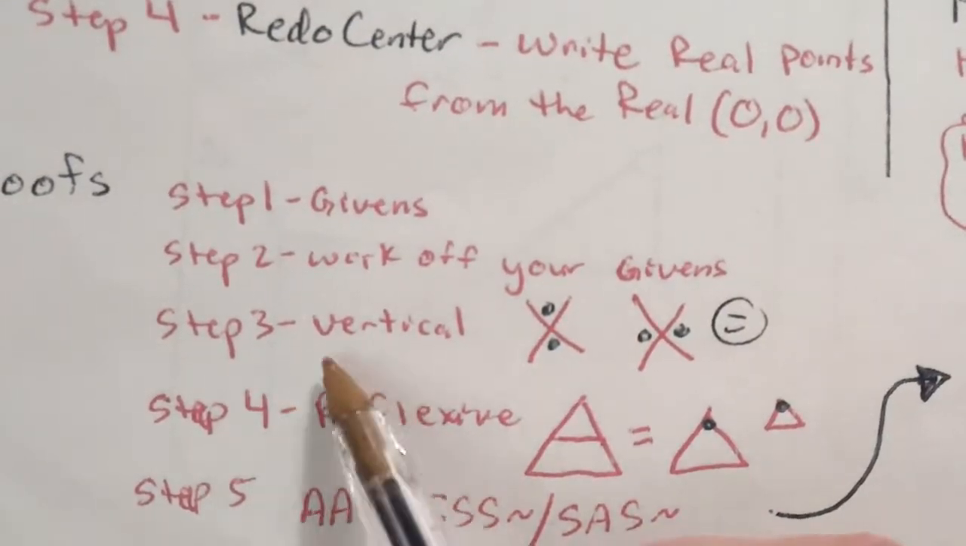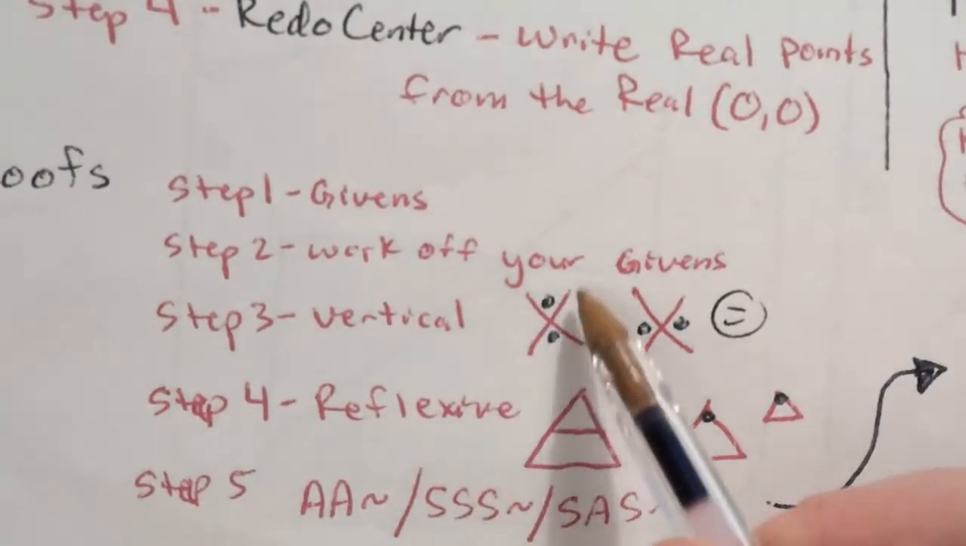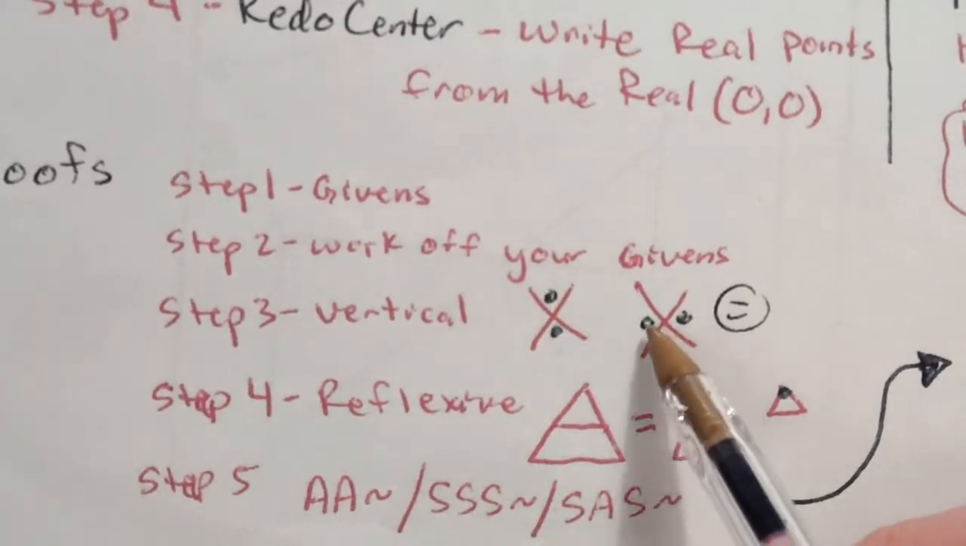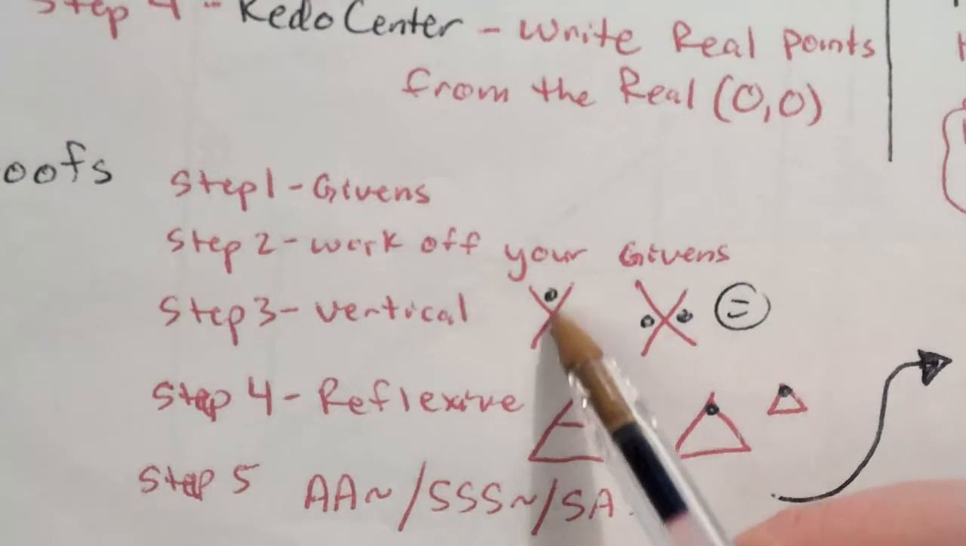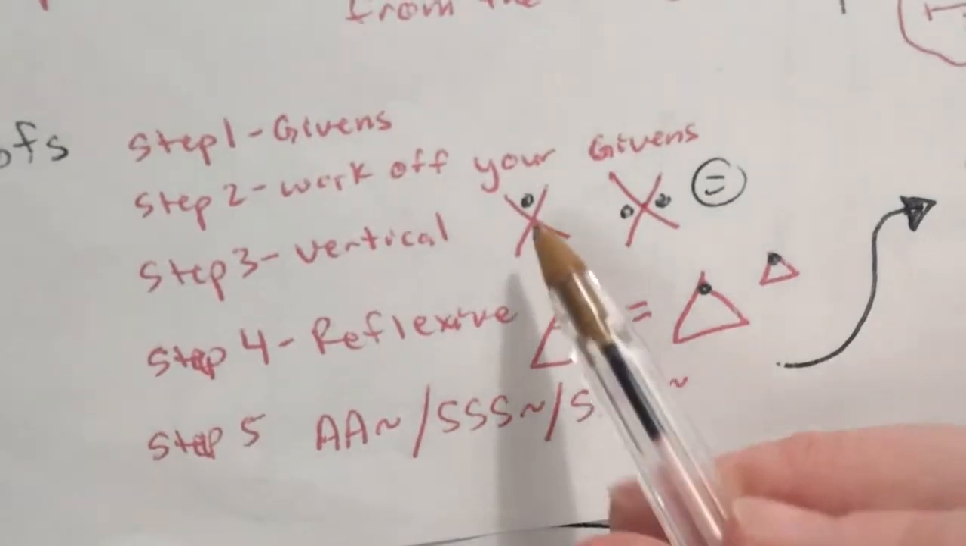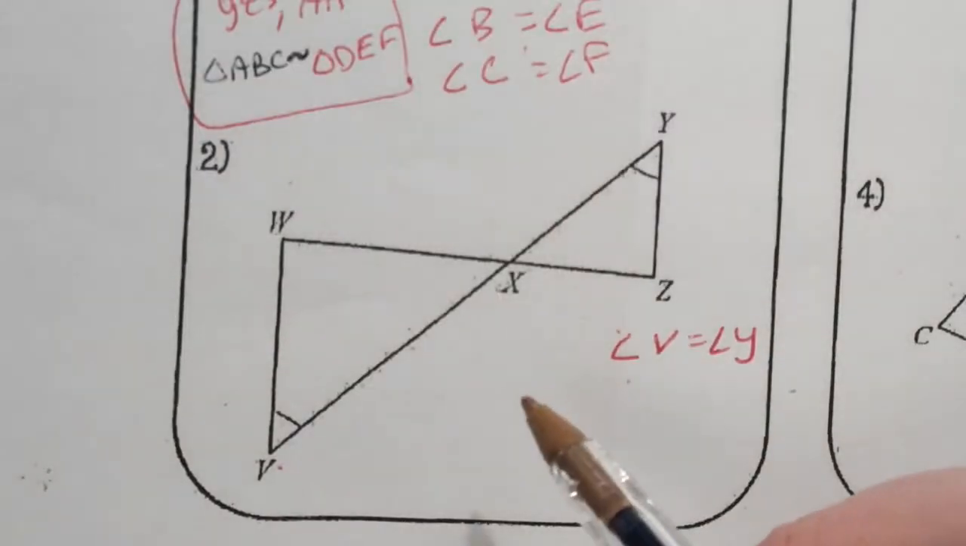Now we're going to try vertical. So that means if you have lines that crisscross, these 2 angles would be equal, or these 2 angles would be equal. Wait a minute, these are vertical, those are horizontal. Why? Well, because if I turn my paper, oh, now they're vertical. So that's how it works. Okay, so we're going to try vertical. Let's see if that works.